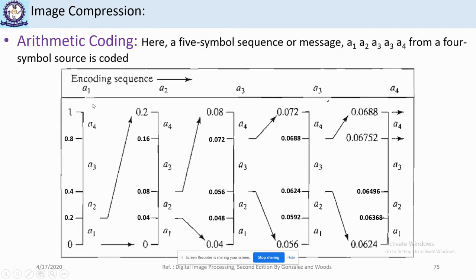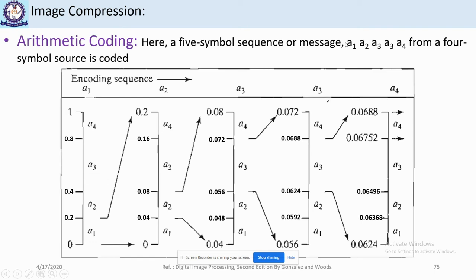Now in the first step, we divide the range 0 to 1 in accordance with the probability of occurrence of these symbols. The probability of occurrence of A1 is 0.2, so 0 to 0.2 is A1. Then 0.2 to 0.4 is A2. Since the probability of occurrence of A3 is 0.4, 0.4 to 0.8 is A3, and 0.8 to 1 is A4. This is how we divide the range in accordance with the probability of occurrence of these symbols.